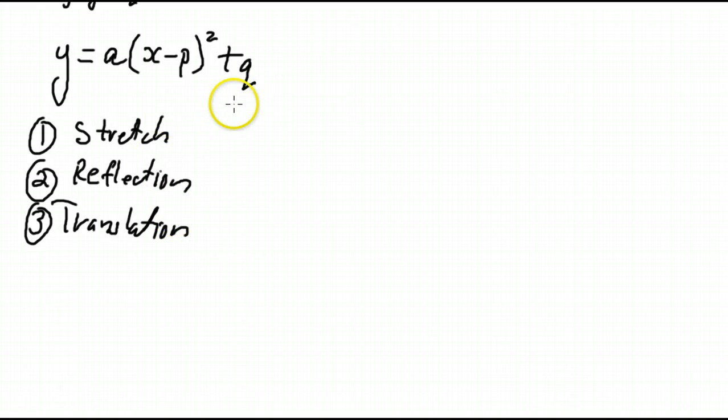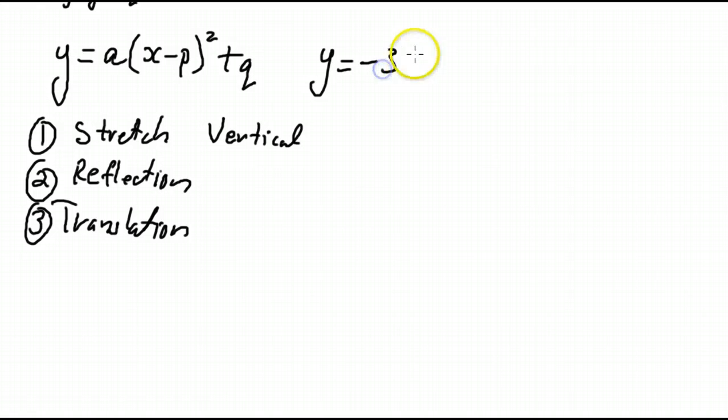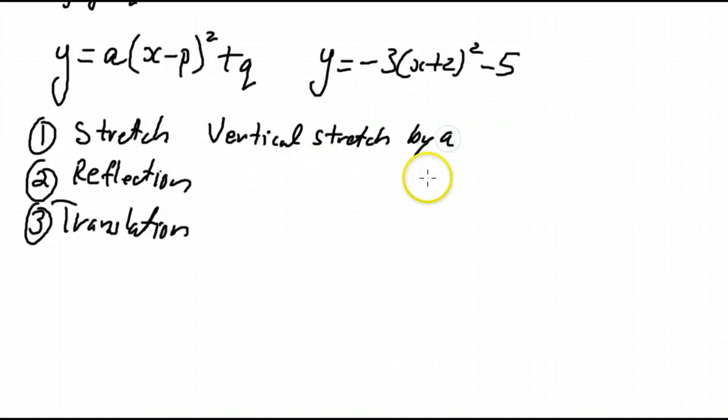And if you're describing those in words, which is very important, you would say vertical stretch. Let's put an actual example in. y equals -3(x + 2)² - 5. It's a vertical stretch by a factor of 3. It's a reflection about the x-axis.